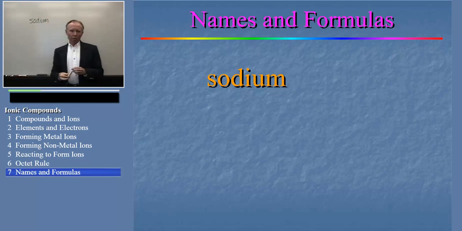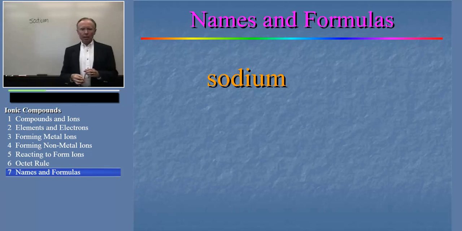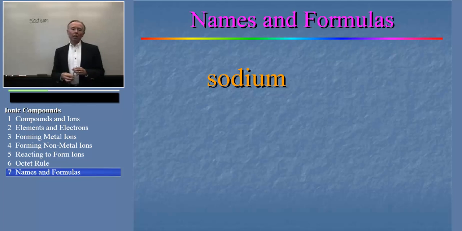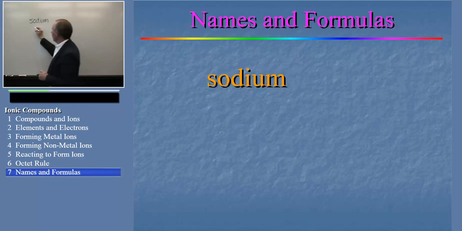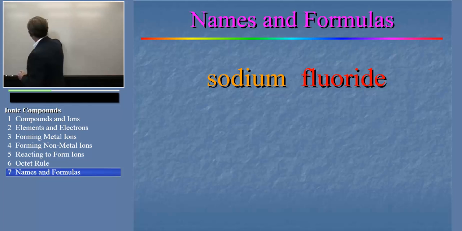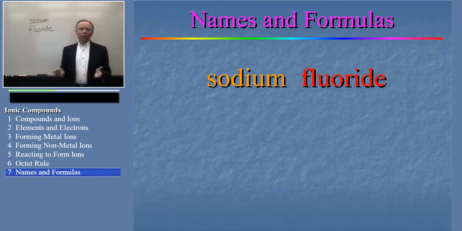Then we write the name of the element that provides the anion, but this time changing the name to end in IDE. So rather than fluorine, we write fluoride, F-L-U-O-R-I-D-E. Thus the name of the compound in this case is sodium fluoride.